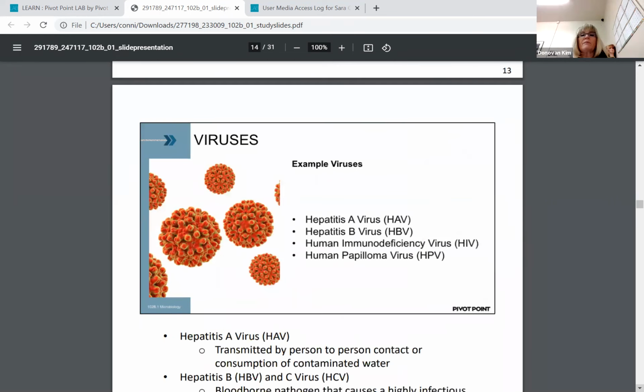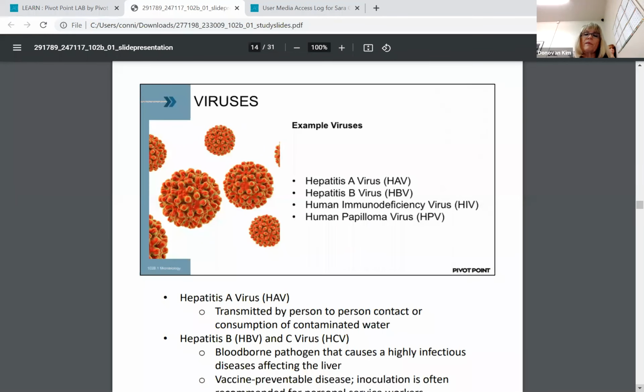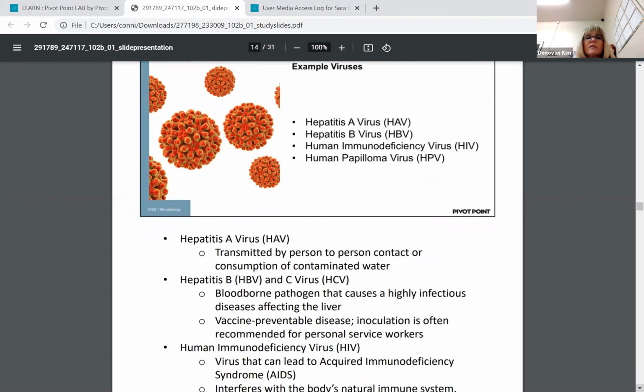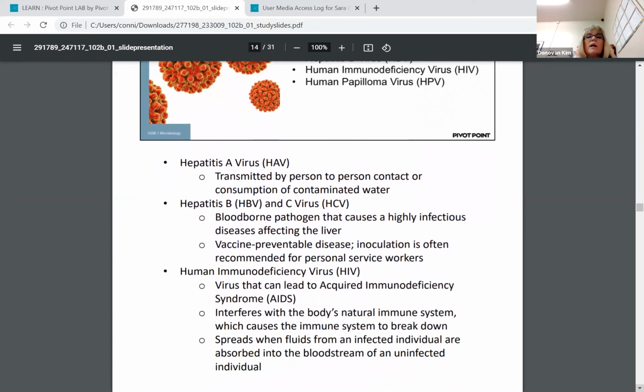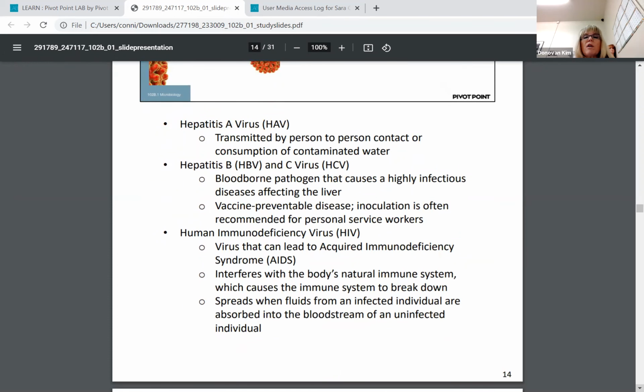So some viruses that are out there are hepatitis A, hepatitis B, human immunodeficiency virus, which is HIV, and then human papillomavirus, which is HPV. So look at HAV, HBV, HIV, HPV. I mean, that could be super confusing, right? So hepatitis A, which now they have vaccinations for a lot of these hepatitises too. So hepatitis A is transmitted from person to person with contact or drinking contaminated water. Hep B and Hep C are bloodborne pathogens. These cause highly infectious diseases affecting the liver. They do have vaccines now, and it's often recommended for people who work with the public.